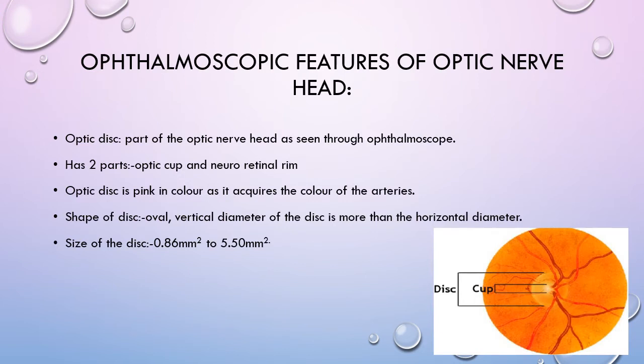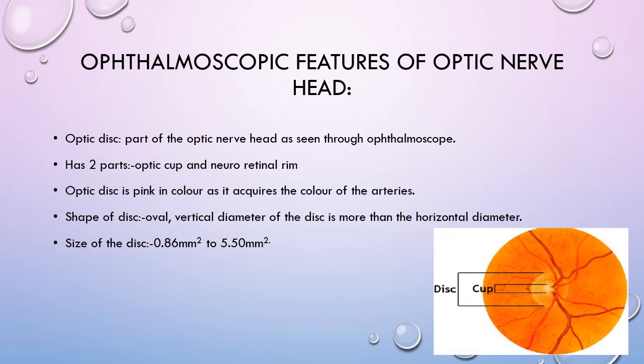Now, how does the ophthalmoscopic optic nerve head look like? Ophthalmoscopy, or fundoscopy, is the main way to observe the optic nerve head. Either with a direct ophthalmoscope, slit lamp or indirect ophthalmoscope, we see the optic nerve head. So, how does it look? Part of the optic nerve head seen through the ophthalmoscope, we call it an optic disc.